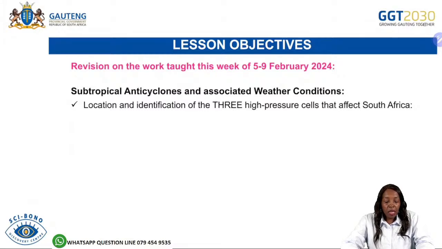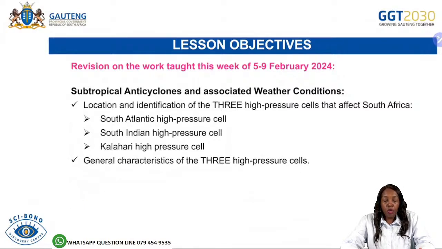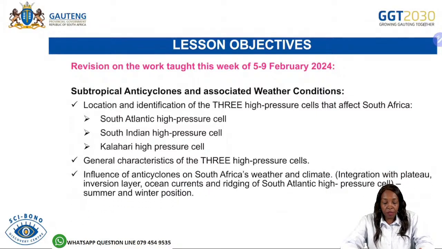First, we're going to look at the location and identification of the 3 high pressure cells that affect South Africa. What are these 3 high pressure cells? We are looking at the South Atlantic high pressure cell, the South Indian high pressure cell, and the Kalahari high pressure cell. We are going to look at the characteristics of these 3 high pressure cells, and also at how these anticyclones, or high pressure cells, influence South Africa's weather and climate.